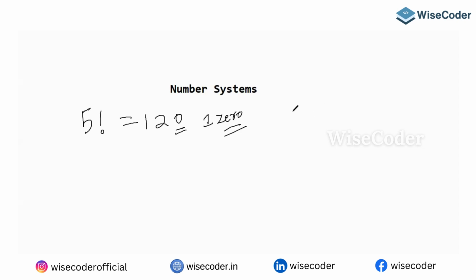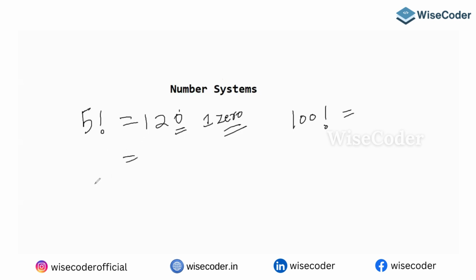I'll ask you. At the end of 100 factorial, how many zeros will be there? How are we going to figure out the number of zeros? So this is where you need to understand one logic. But tell me how the zero will come here. So for that you need to understand this thing.